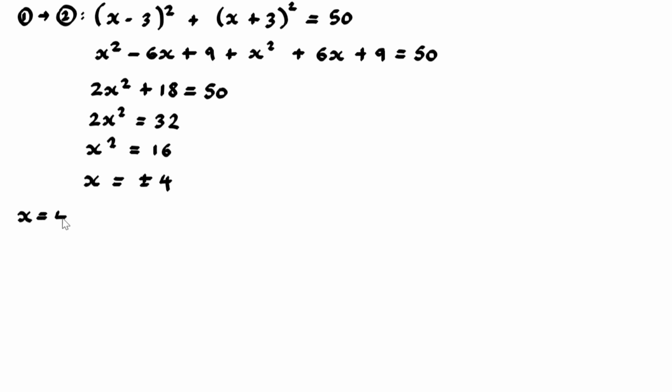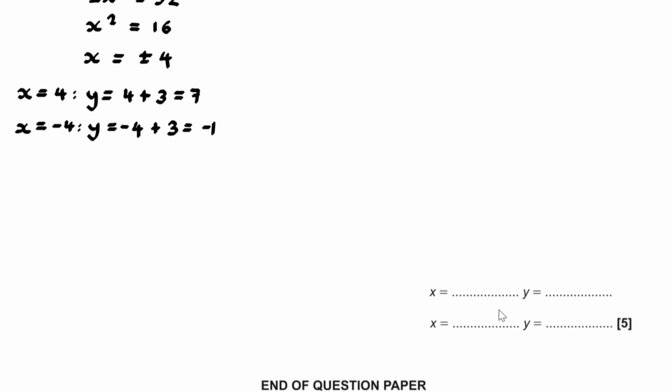When x is equal to 4, y is equal to 4 plus 3, which is 7. When x equals minus 4, y equals minus 4 plus 3, which is minus 1. So now we can write out our solutions. X is 4, y is 7, x is minus 4, y is equal to minus 1.